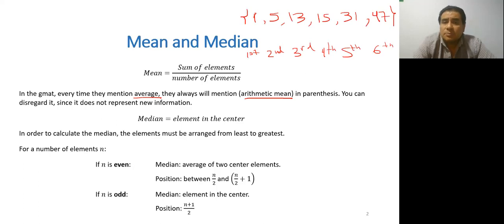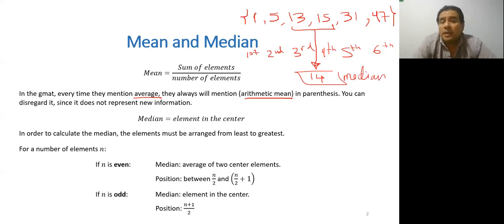There are 6 possible positions here, but there is no middle position because there are an even number of elements. We have 2 elements in the central position, and in this case, the average of these 2 central elements would be 14, and that's the definition of median in this case. The median is the average of the 2 central positions.